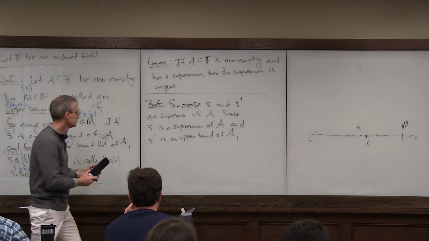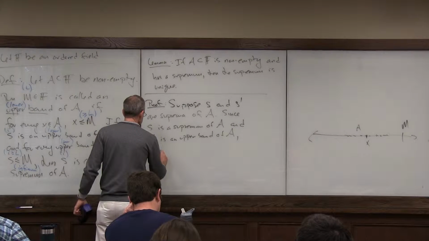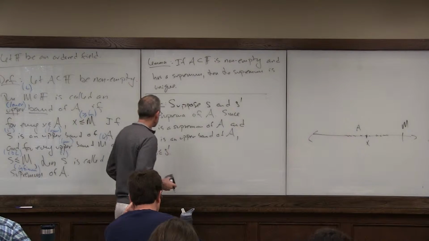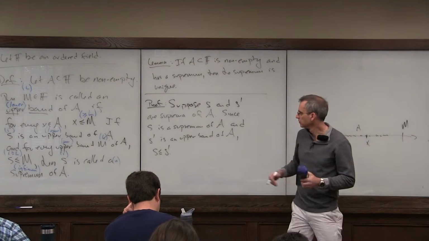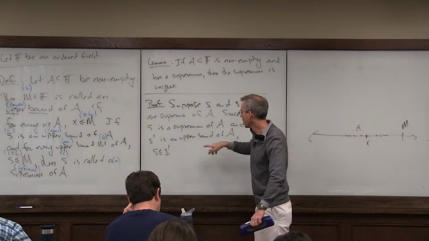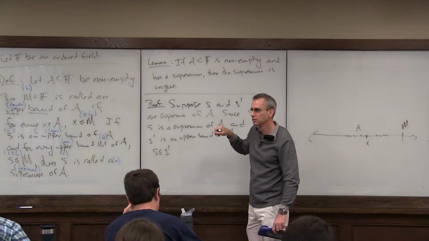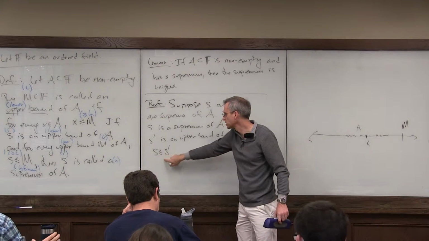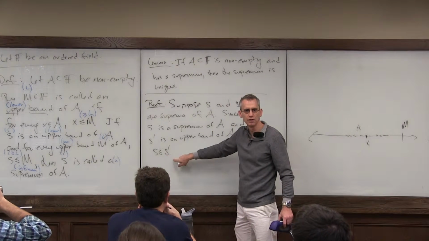S is less than or equal to S prime. Yes. Again, if you want to think about it as the least upper bound, right? We've got this guy here, and we've got an upper bound. So that means that the supremum has to be less than or equal to that upper bound. But now what?